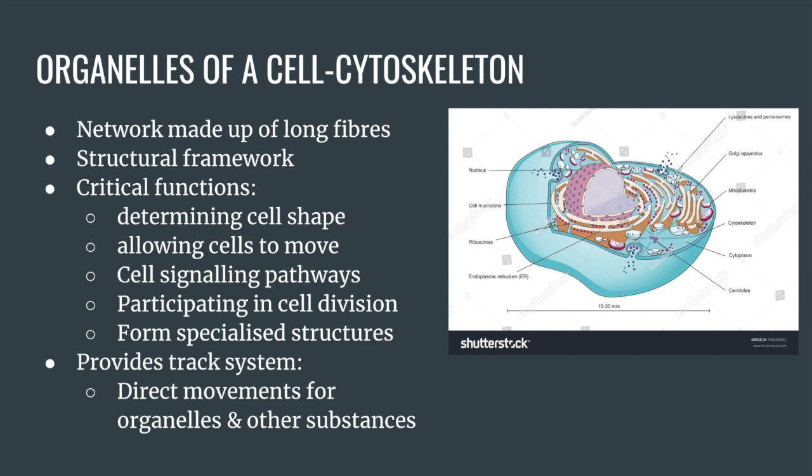The structure, function, and dynamic behavior of the cytoskeleton can be very different depending on the organism and the cell type. Even within one cell, the cytoskeleton can change through association with other proteins and the previous history of the network. It also provides a track-like system that directs the movement of organelles and other substances within the cell.